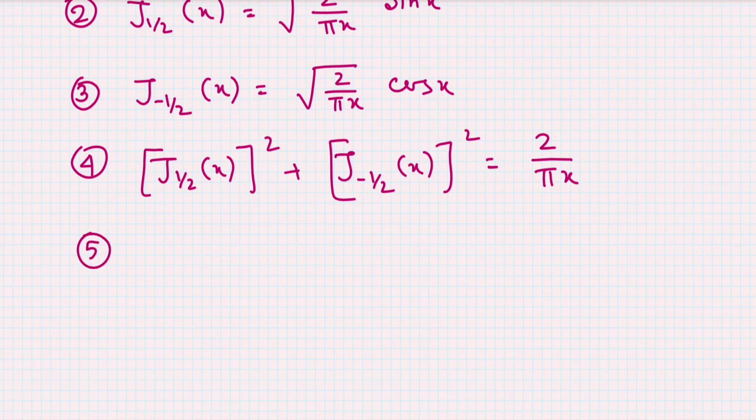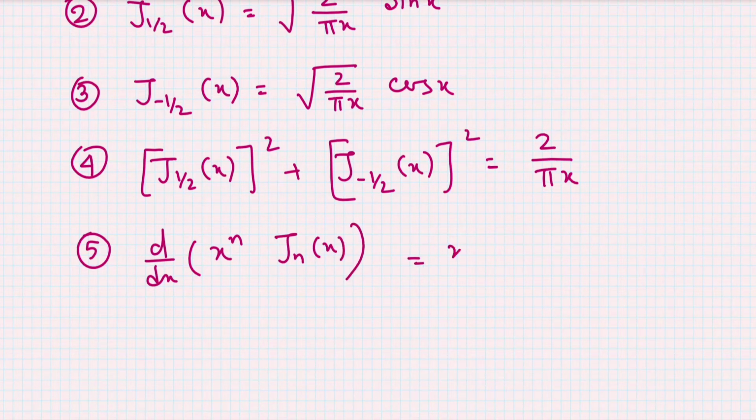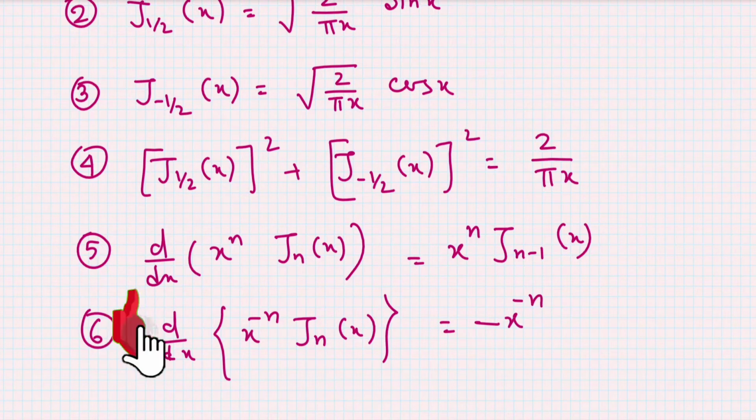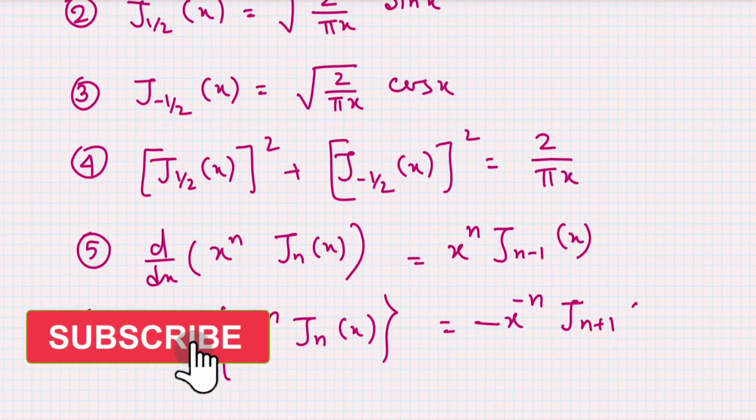So relation number 5, d/dx of x power n J n x, this is equal to x power n J n minus 1 x. Now recurrence relation number 6 gives d/dx of x power minus n J n x, this is equal to minus x power minus n J n plus 1 x.